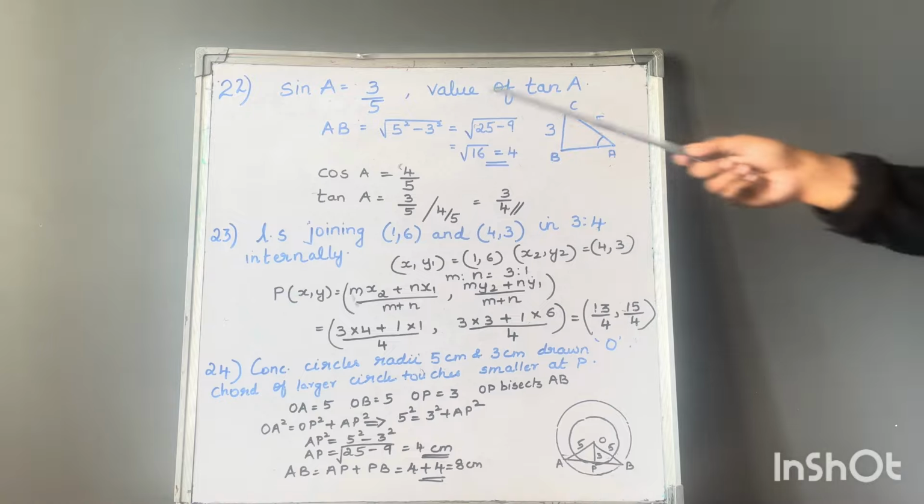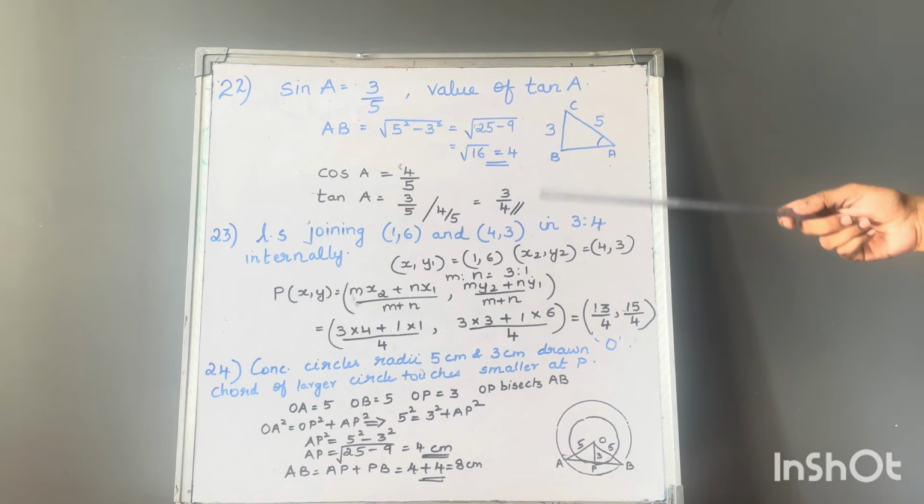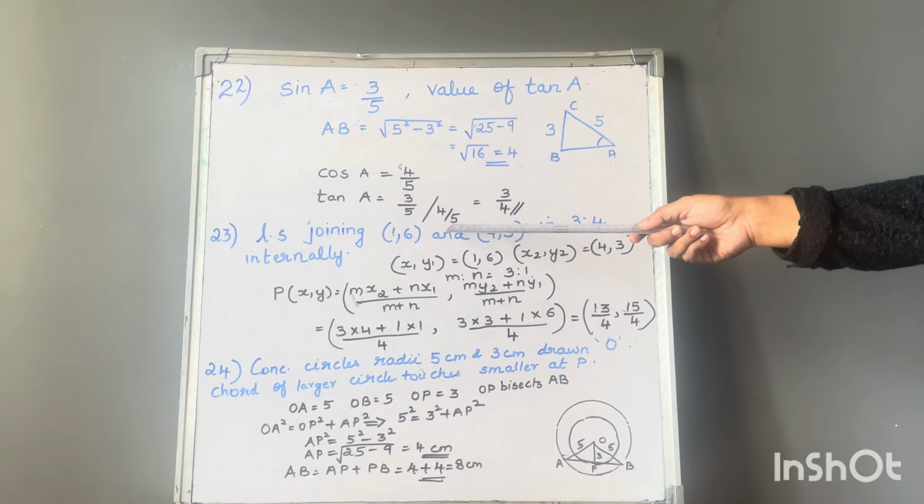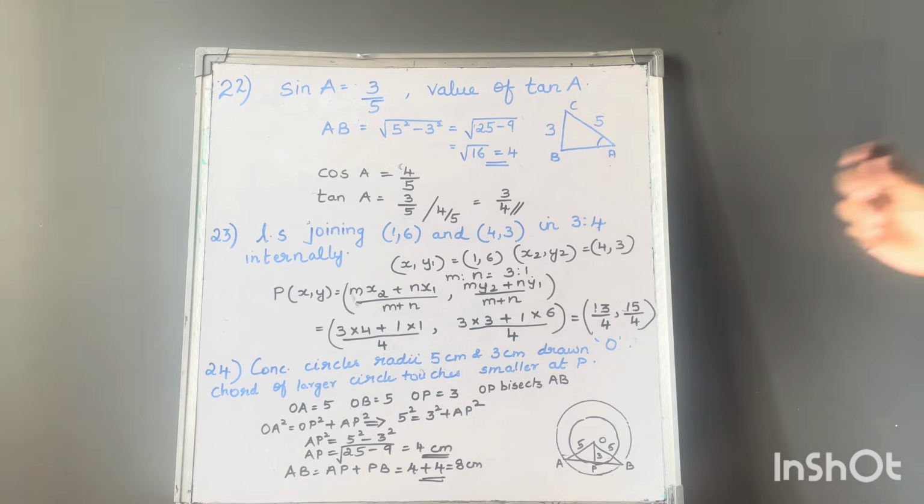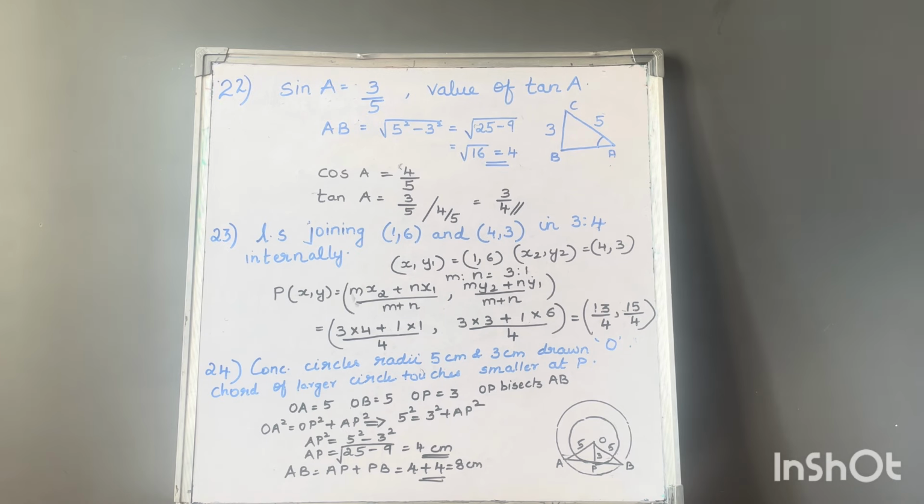So cos A will be 4 by 5, adjacent by hypotenuse. Tan A is sin A by cos A, which is 3 by 4. So tan A will be 3 by 4, or tan A you can directly take from the triangle, opposite by adjacent, 3 by 4.